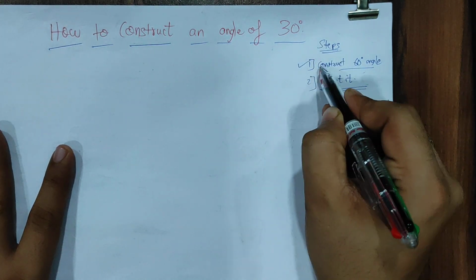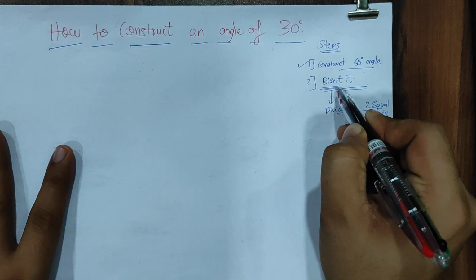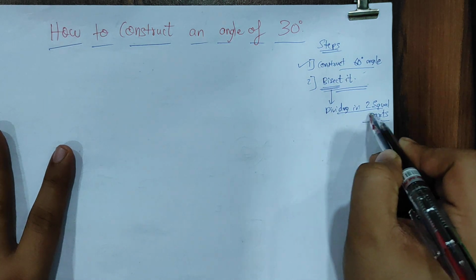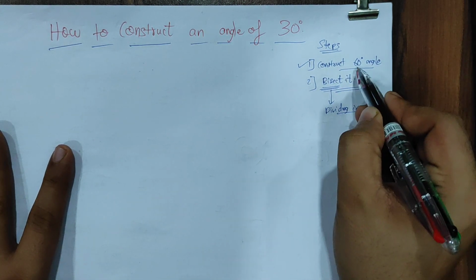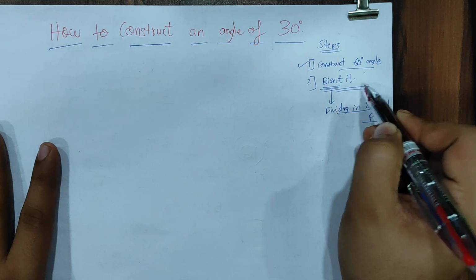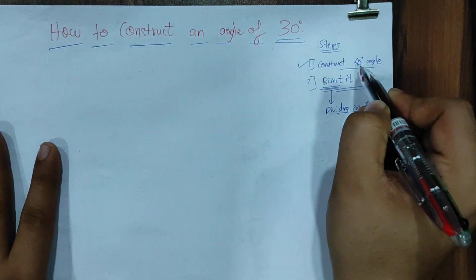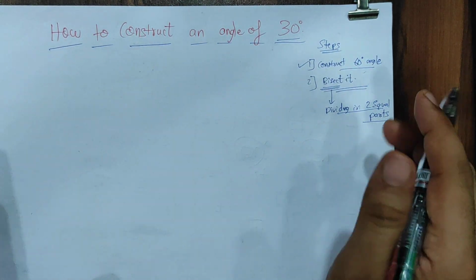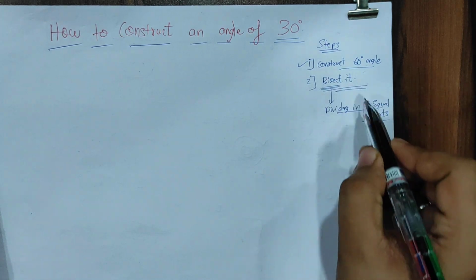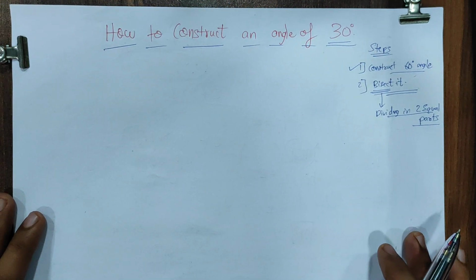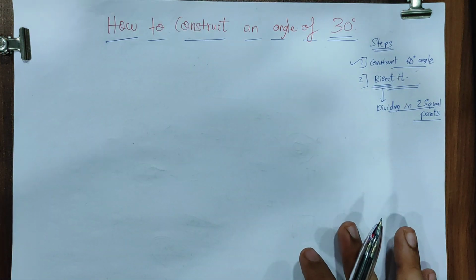Now today for 30 degrees, construct a 60 degree angle and bisect it. Bisection means to divide an angle into 2 equal parts. So it's very obvious that if I divide 60 into 2 equal parts, it will be 30. So basically only 2 steps: first construct 60 degrees, then bisect it. So let me first construct the 60 degree angle, which we already did in the previous class.